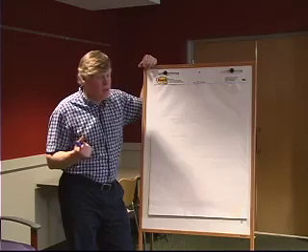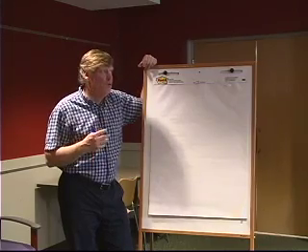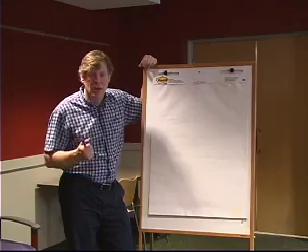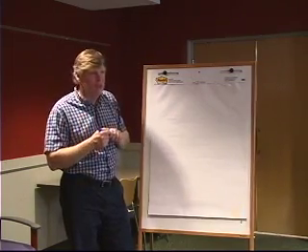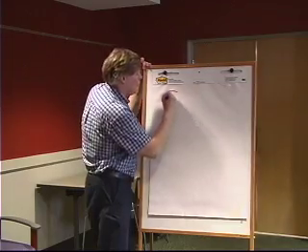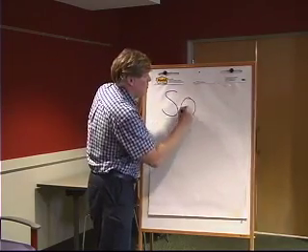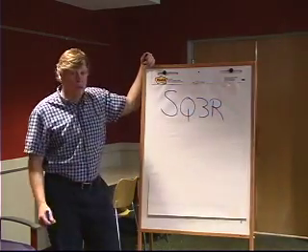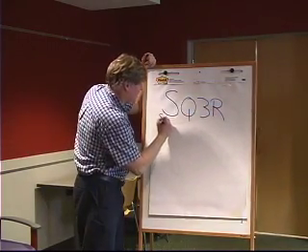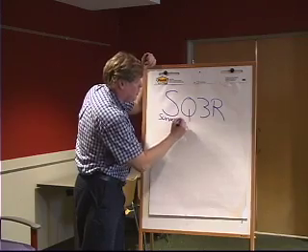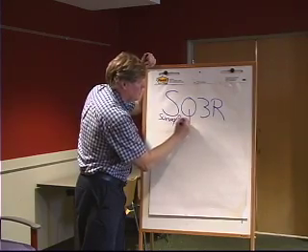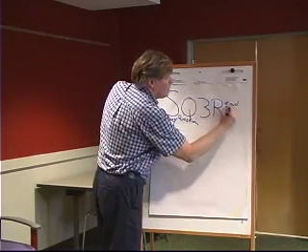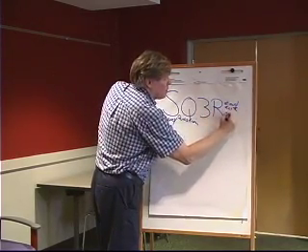So the first strategy that I want to show you is a real oldie but goodie. This has been around for years and years and years. It's called the SQ3R. And there's other ones that sort of mimic this, but this is the easiest one for me to remember. So SQ3R. And what does that mean? Well, the S stands for survey, the Q stands for question, and then it's read, recite, and review.